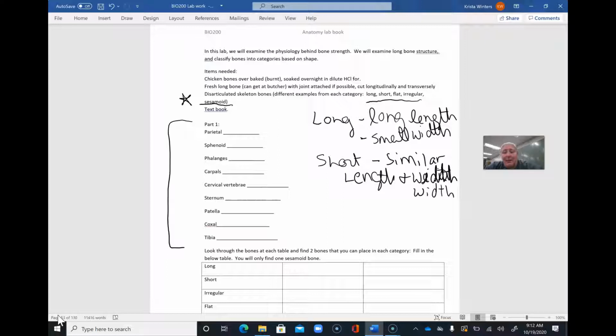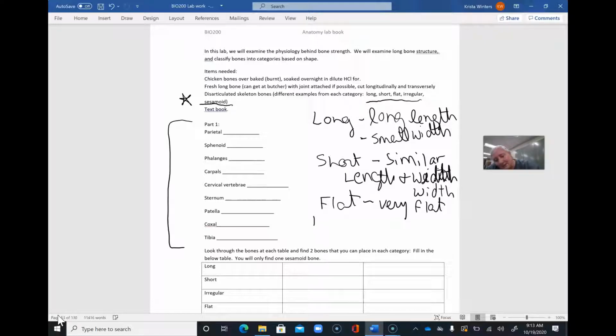Then we have flat bones, and flat bones are just like they sound. They're flat. So this is the scapula. The scapula is a flat bone. They're very, very thin, and they have a similar makeup to your short bones. Your skull cap is composed of flat bones. They tend to also have a slight curve to them.